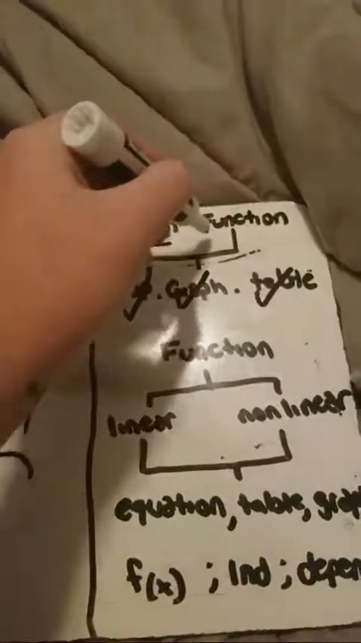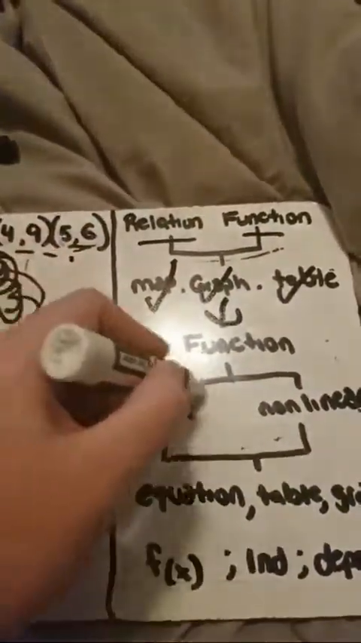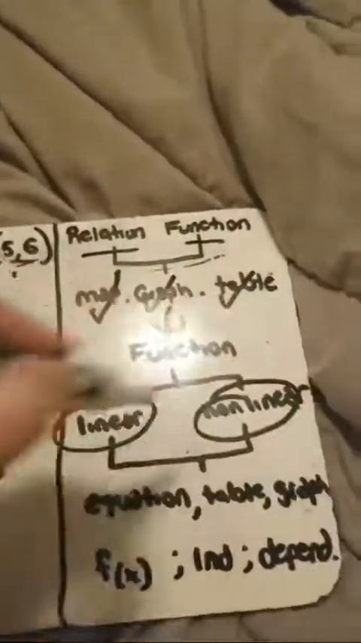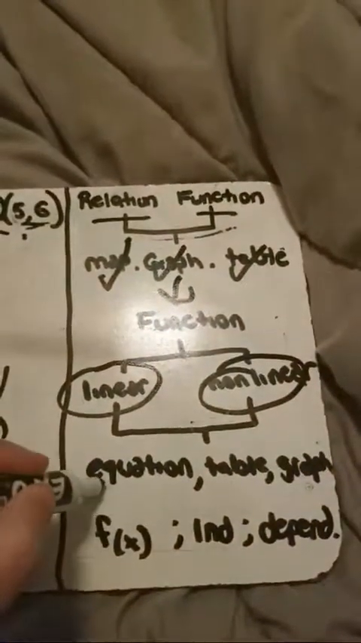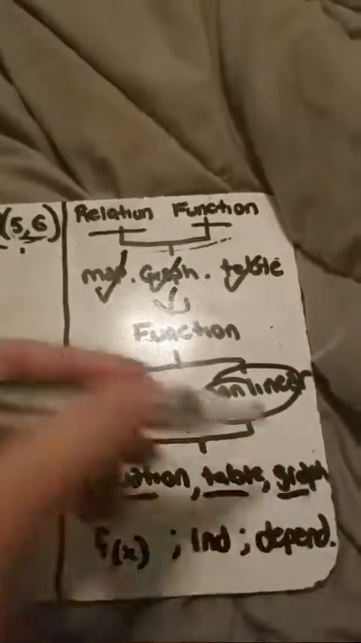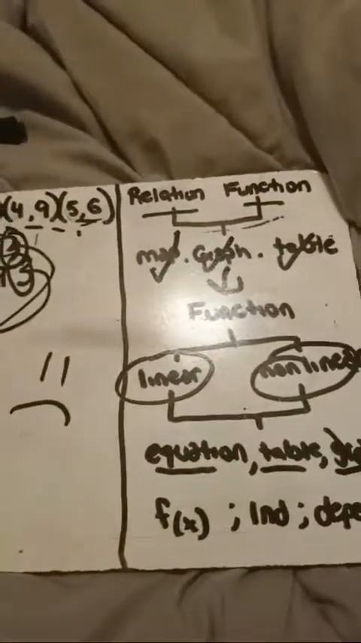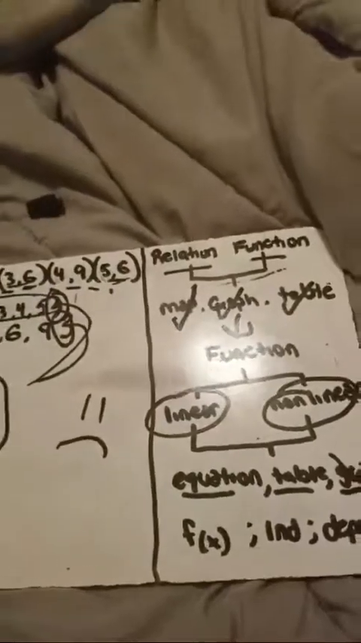You all just told me you know the difference between a relation and a function. So now the subset of a function is linear and nonlinear. We have 3 different ways to represent that: equations, tables, and graphs. Y'all know, what does a linear graph look like? Comment. Tell me right now.